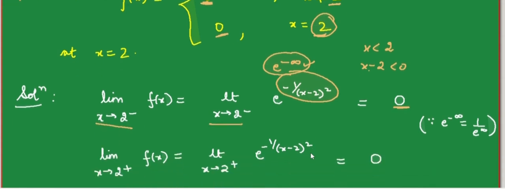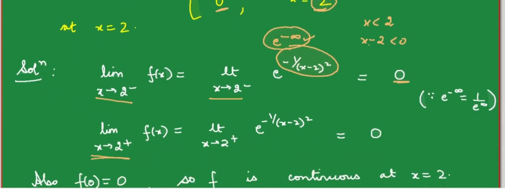Now surprisingly, when you move to the right of 2, it does not really make any difference to this expression because of the square thing here. x more than 2, x minus 2 positive, or x minus 2 negative, this overall expression will be negative. So when you have a negative expression with a 0 in the denominator, it's again e to the power minus infinity, leading to the same answer, which is 0.